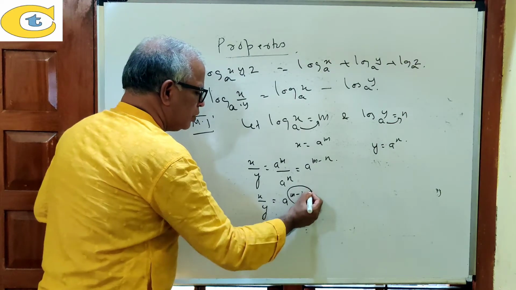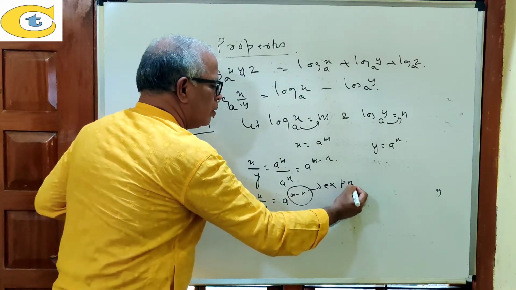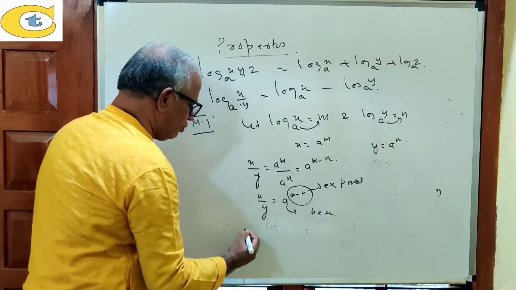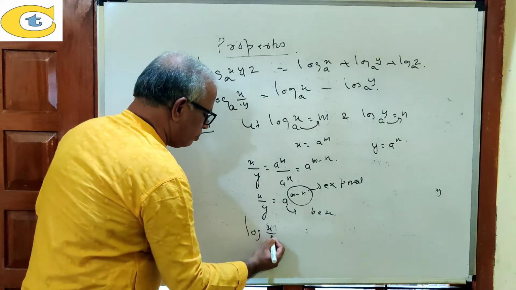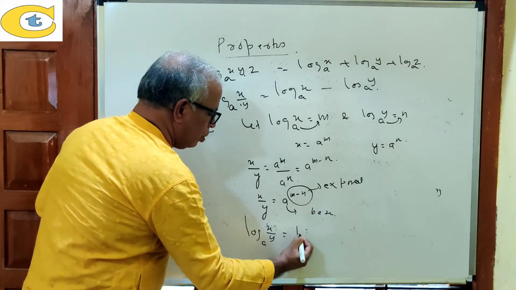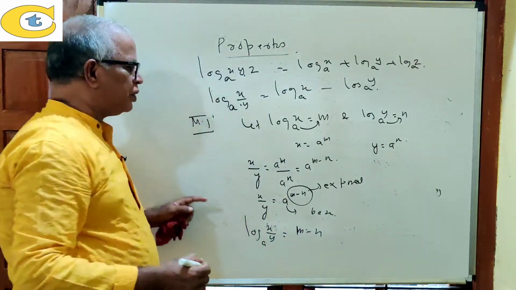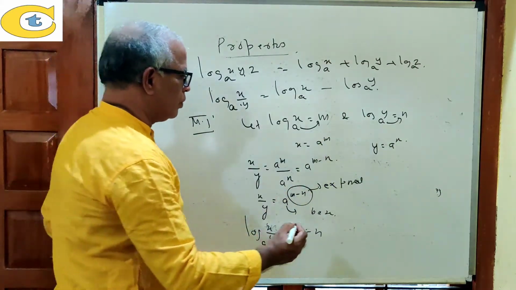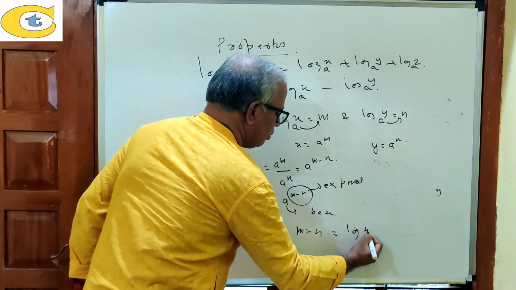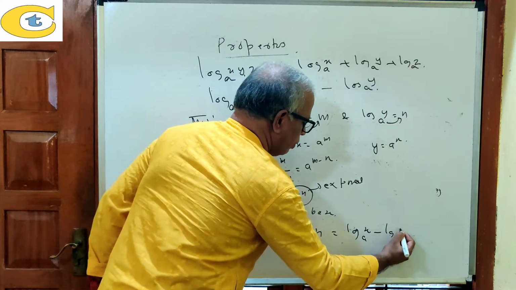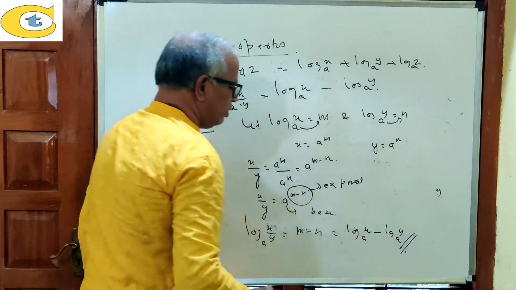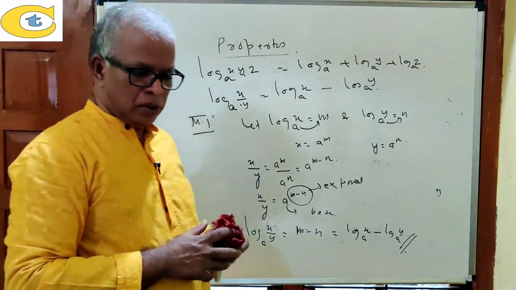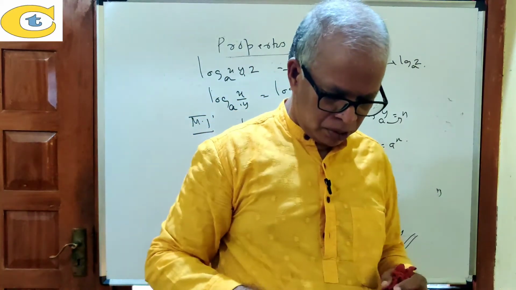So x by y is nothing but a raised to m minus n. This is your index, this is the exponent here. This is a base. This is a number. Therefore, logarithm of x by y to the base a is equal to m minus n. Substitute the values, and this is equal to log x to the base a minus log y to the base a. I hope you got it. It's very simple relations. Next relation.